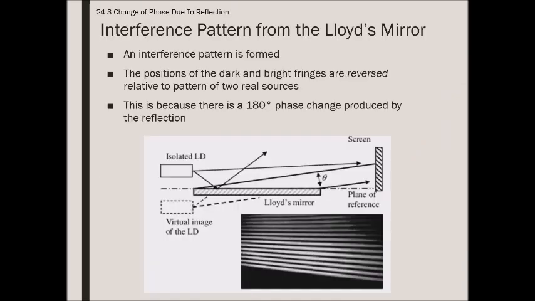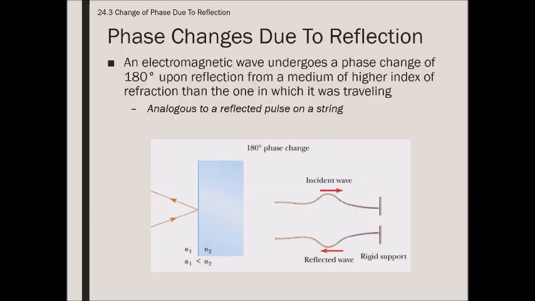So an interference pattern is formed by bouncing light off of a surface, just like what we've seen with the single slit and double slit and diffraction gratings. And there are patterns of light and dark fringes, and it's slightly different because there is a 180-degree phase change due to the reflection. So we're going to get into why that occurs.